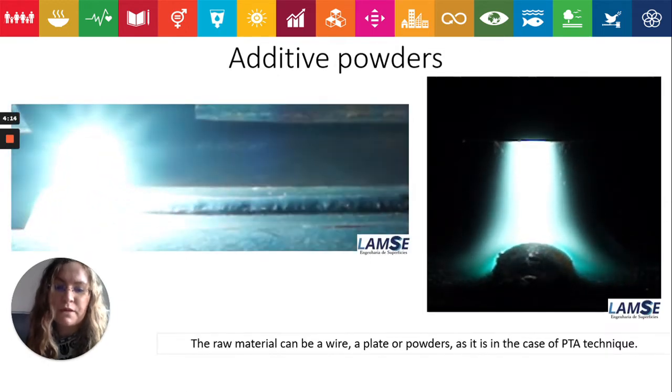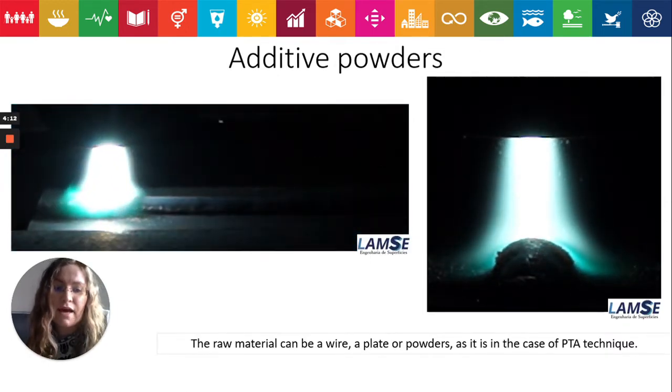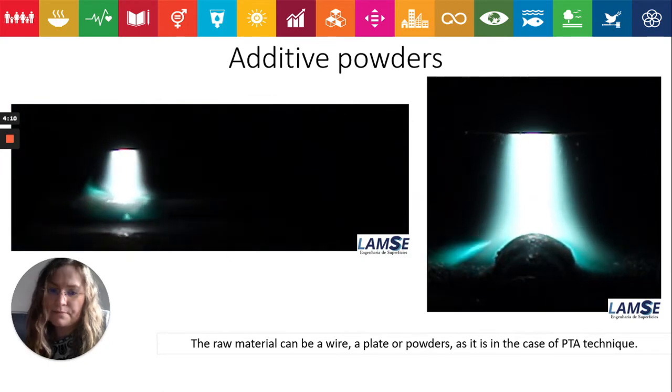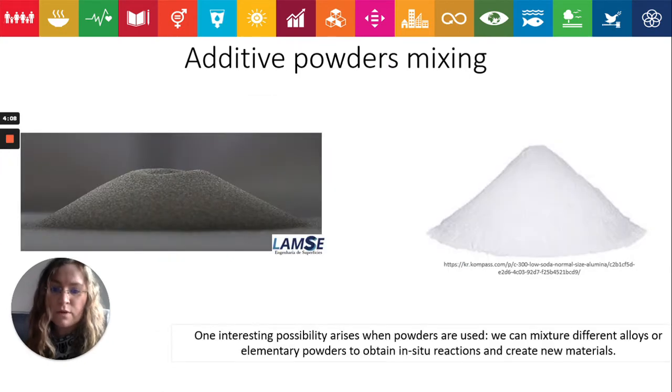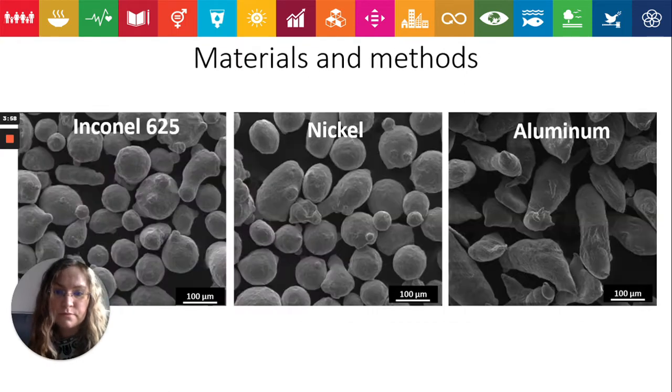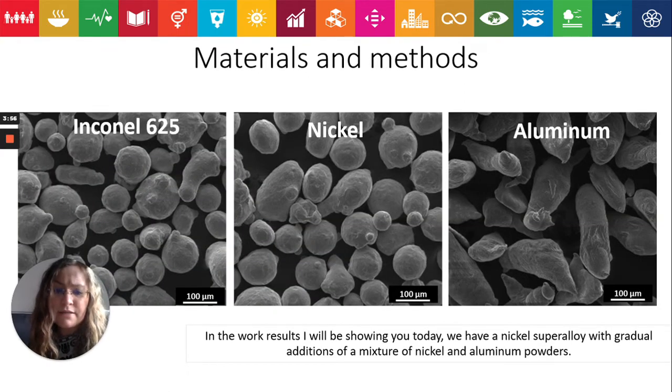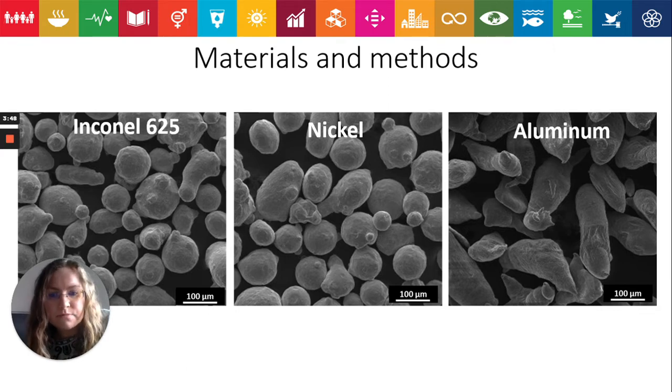The raw material can be a wire, a plate, or powders, as it is in the case of the PTA technique. One interesting possibility arises when powders are used. We can mix different alloys or elementary powders to obtain in situ reactions and create new materials. In the work results I will be showing you today, we have a nickel superalloy with gradual additions of a mixture of nickel and aluminum powders.